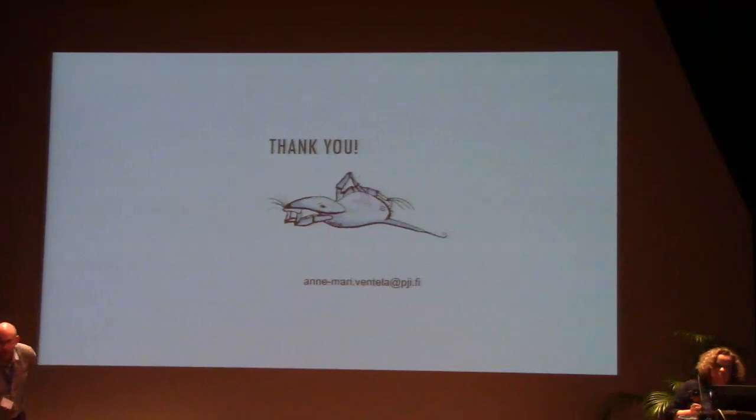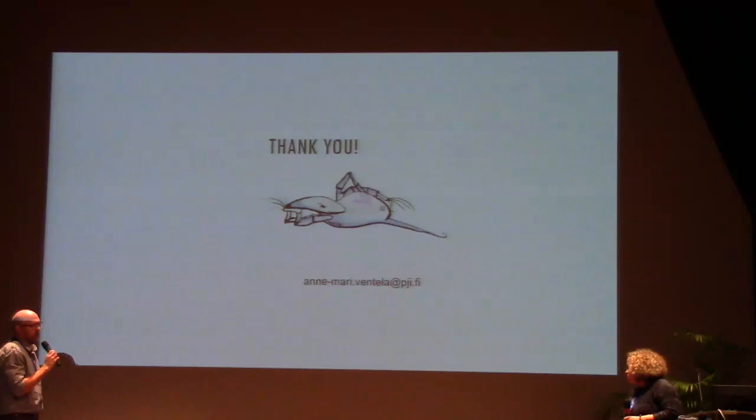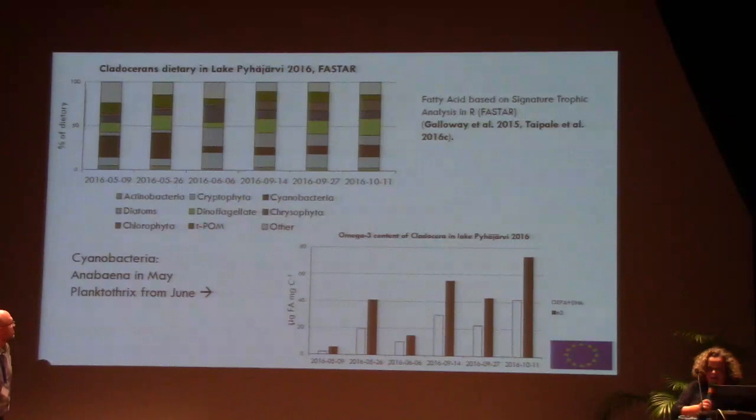Did I understand correctly that there was a disconnect, based on the fatty acid analysis, a seasonal disconnect between the food quality and the phytoplankton and what you see in the cladocerans? Can you say a little bit more about that? You mean this one?